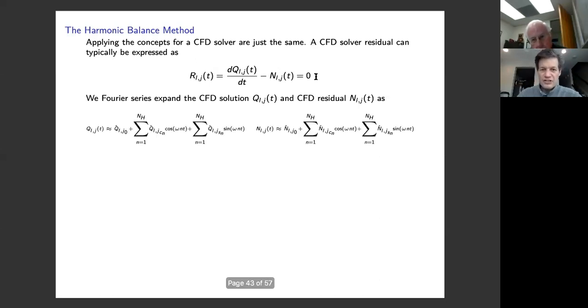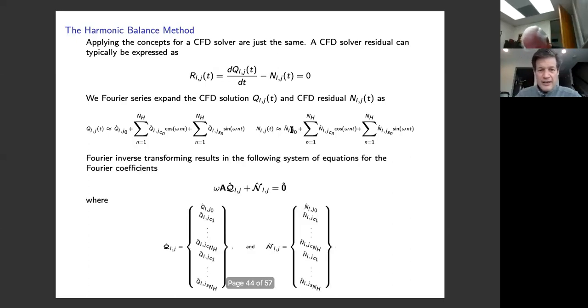ordinary differential equation. And then the idea is just the same. We expand both the solution, Q here is the solution, and N represents the residual operator of the CFD method itself. And again, this is where the term could be very highly nonlinear and have non-analytic sorts of functions in it, with shock capturing techniques and limiters and those sorts of features. And the idea is just the same. We do the substitution, then inverse Fourier transform.